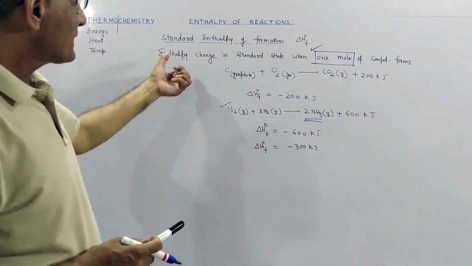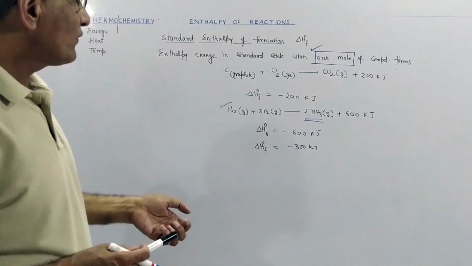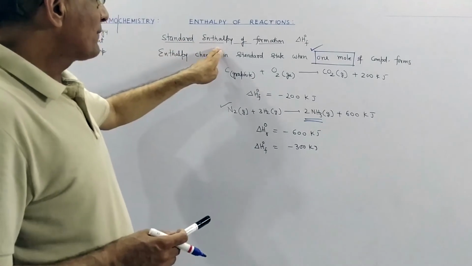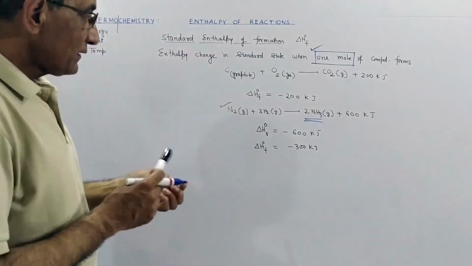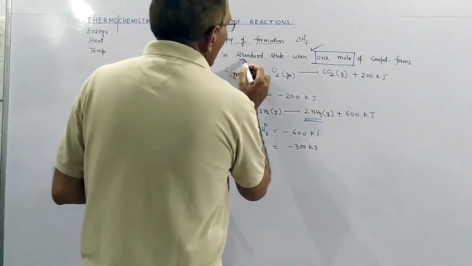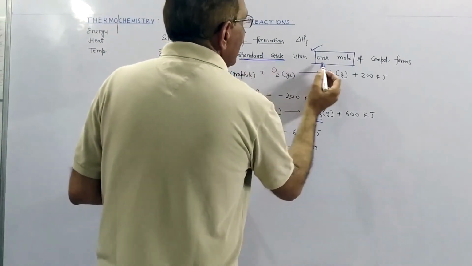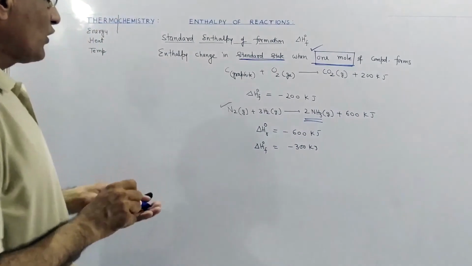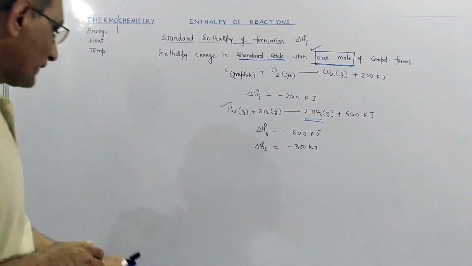I hope this part is clear to all of you. What care you have to take whenever you talk about any enthalpy of formation in standard state is that your statement must include the standard state and 1 mole. Otherwise it is a wrong statement. Now we will discuss some terms one by one.